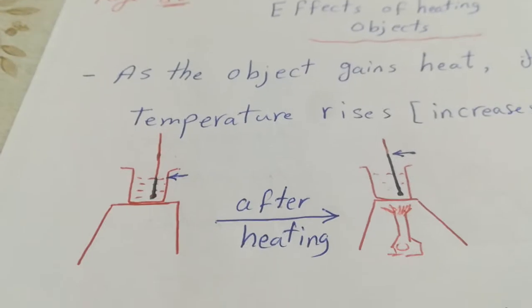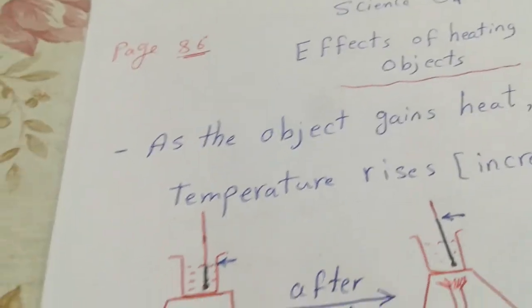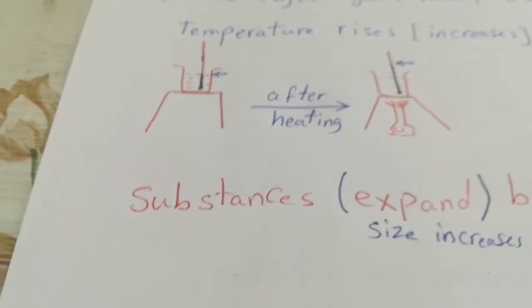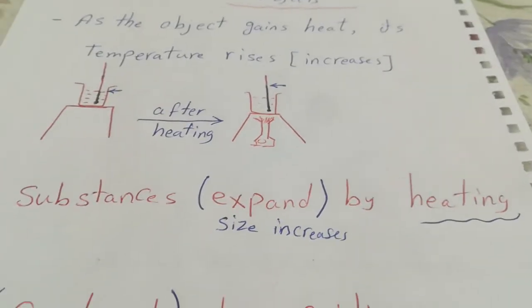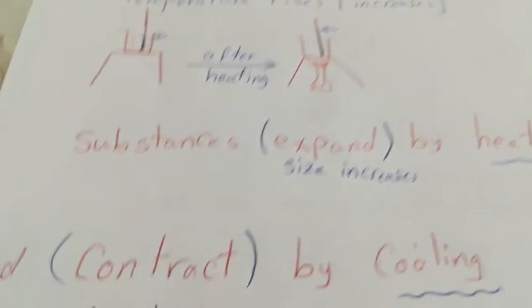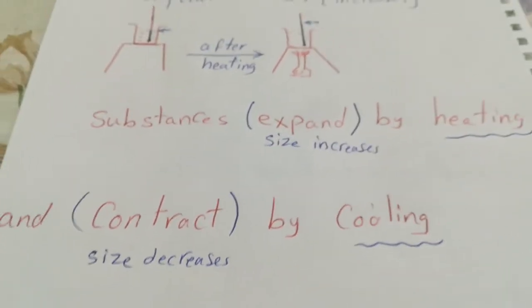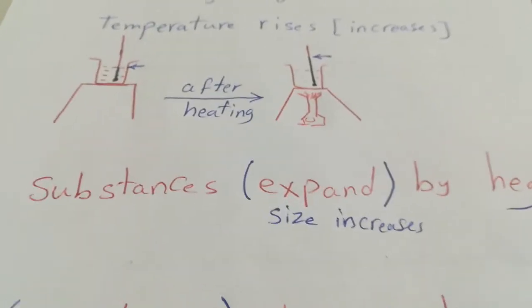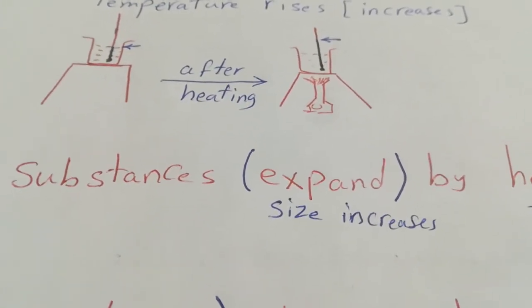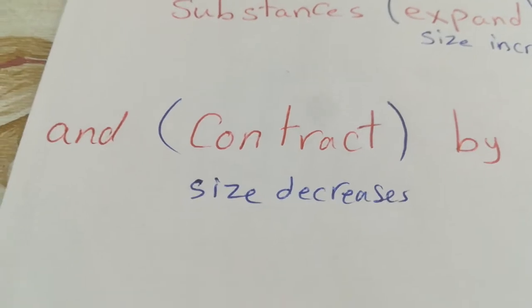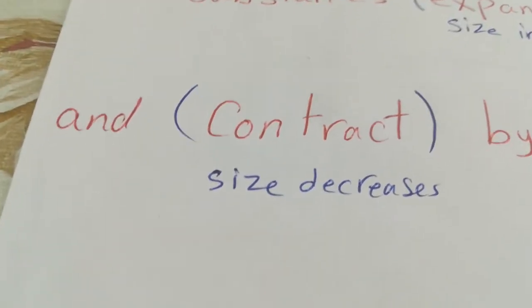Another important point: substances expand by heating and contract by cooling. Expand here means increase in size, it means become bigger. Contract here means decreasing in size or become smaller.